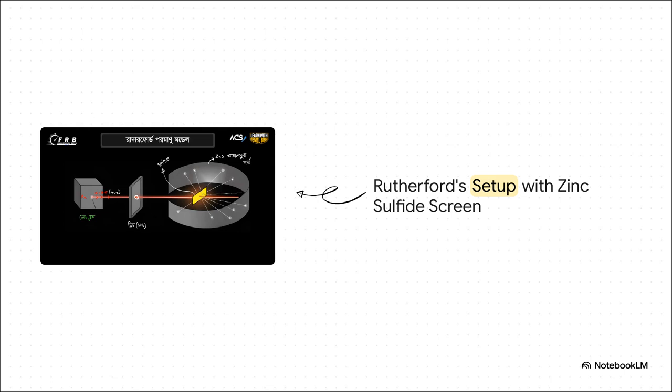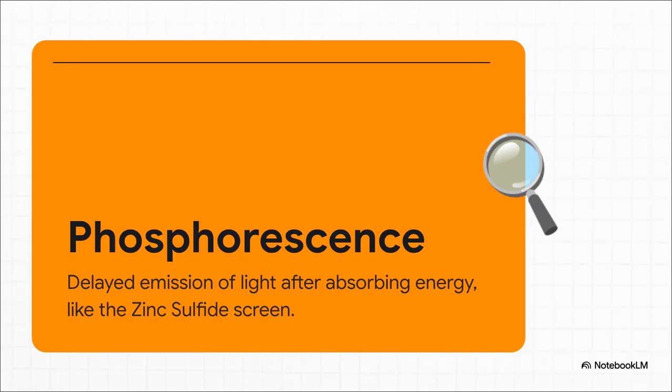Their target? An impossibly thin piece of gold foil measuring just 0.00004 centimeters thick. Surrounding that target was a circular screen coated with zinc sulfide to detect exactly where those invisible alpha particles ended up. Before we look at the results, it's actually absolutely crucial to understand why they used zinc sulfide for that detector screen in the first place.